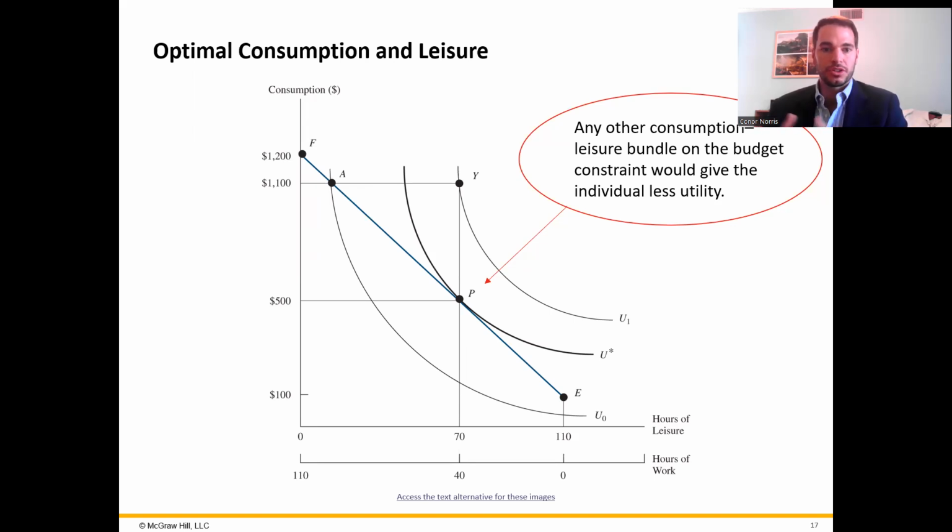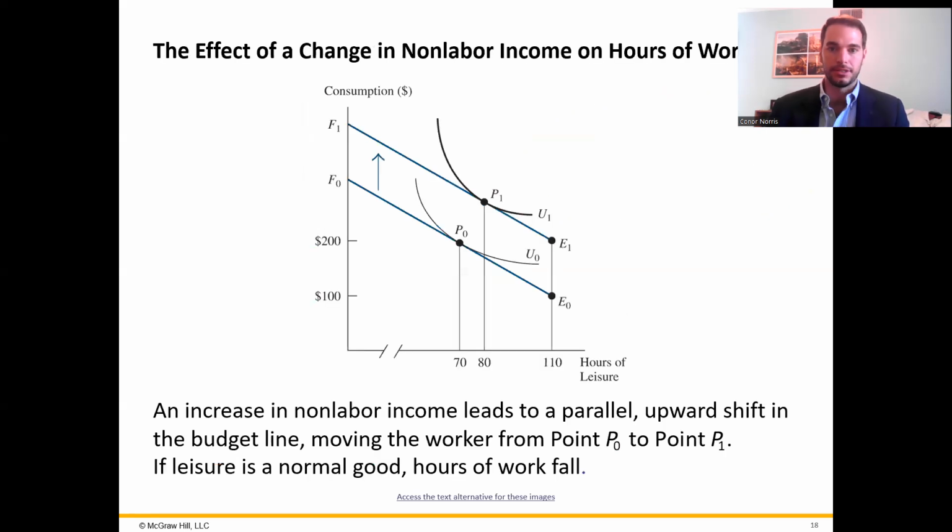They could also choose to work 0 hours at point E and live off their non-labor income. They would be indifferent between these two states, between point A and that point E down there. So they would end up pushing out to the next indifference curve, all the way out till they got to U star, where that's their best possible combination to maximize their utility.